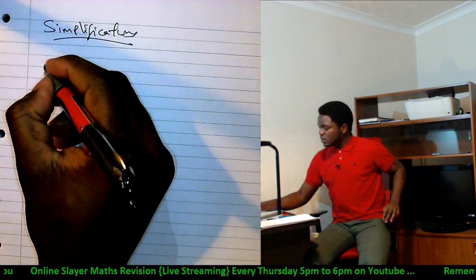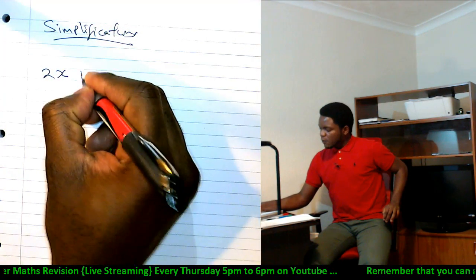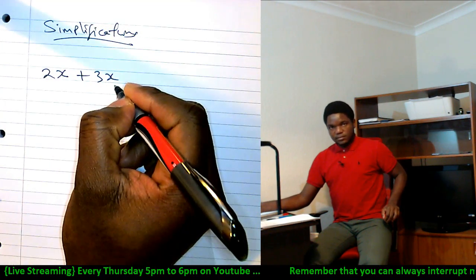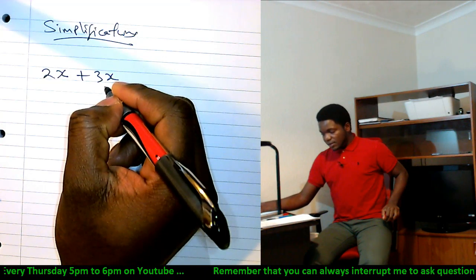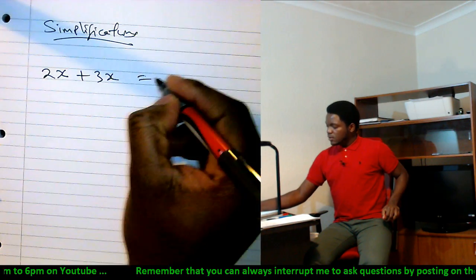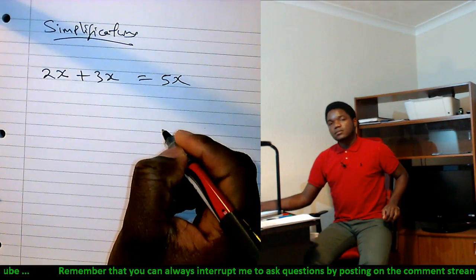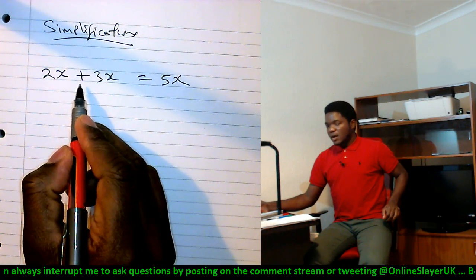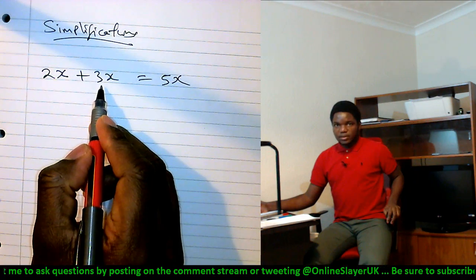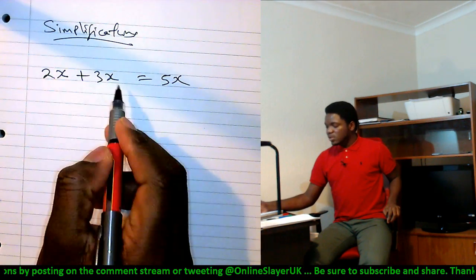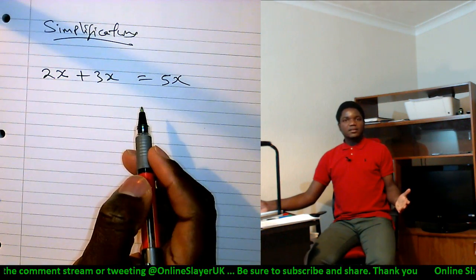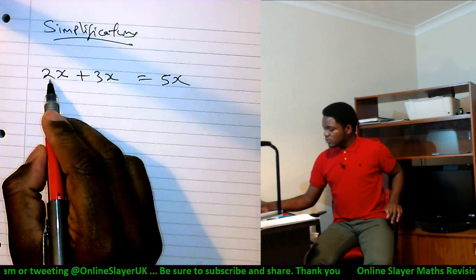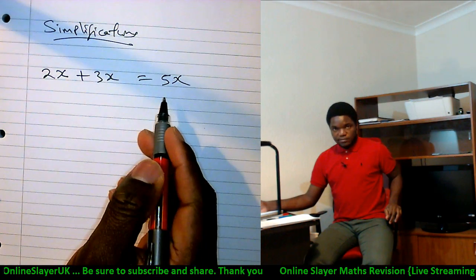For instance, 2x plus 3x is simply telling you 5x. Why is that? Because 2 boys, and add another 3 boys to the 2 boys, what do you have? You have 5 boys altogether. So 2x plus 3x is 5x.